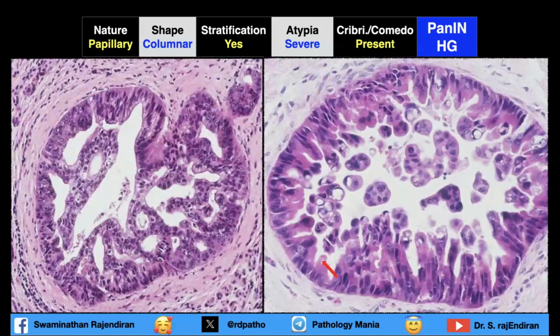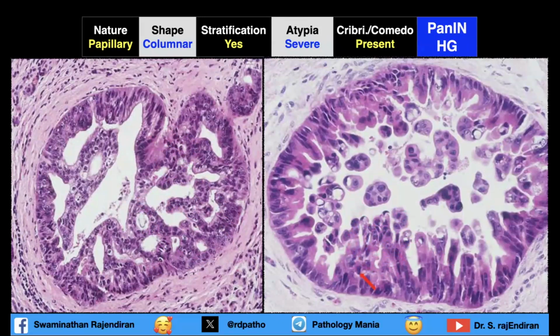You can see here cribriforming in the low power itself. So this is high grade. And look at the nuclei reaching the top, high grade. And look at the loss of polarity. I will show you the loss of polarity. See, this nucleus runs like this. This nucleus runs like this.